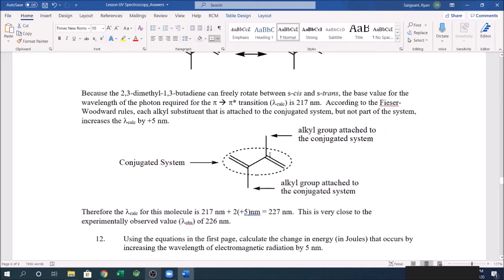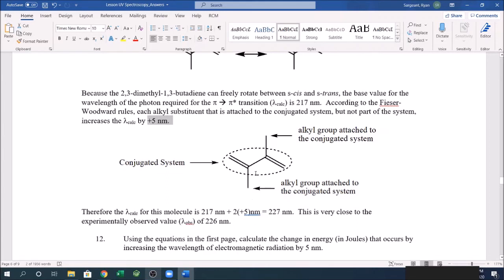So the best way to describe this is any single bond that comes off of your conjugated system is going to add 5 nanometers to your lambda calc, the calculated lambda max value. Lambda observed is what you actually experimentally derive in the laboratory, and we find that it's 226 nanometers, whereas the Fieser-Woodward rules expected it to be 227 nanometers. And that's good enough. If you are plus or minus 5 nanometers, then the Fieser-Woodward rules have done what they were supposed to do.